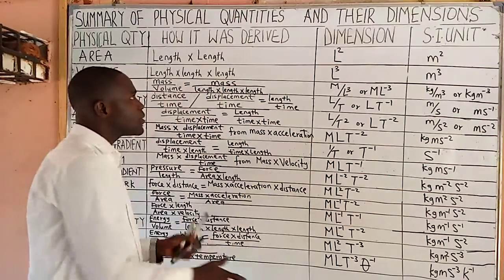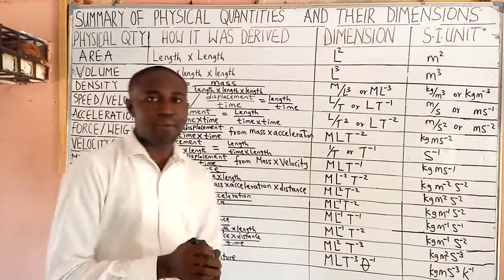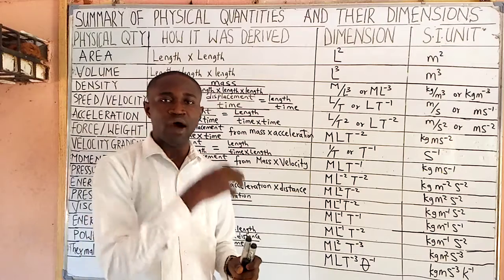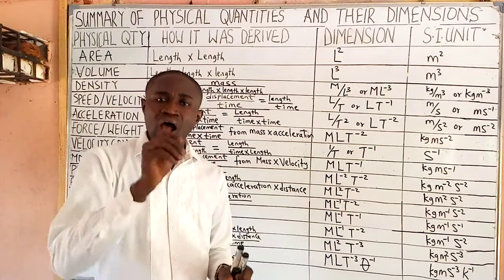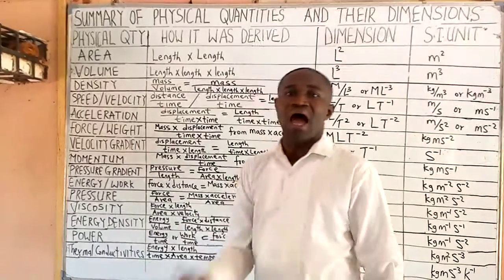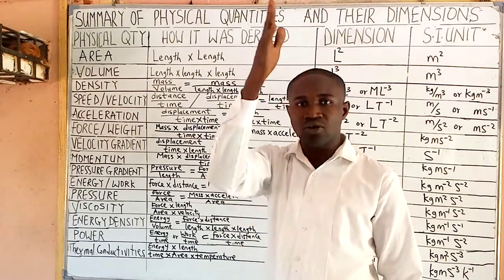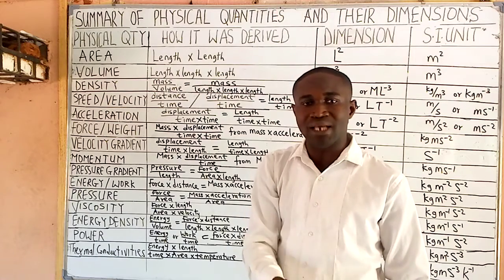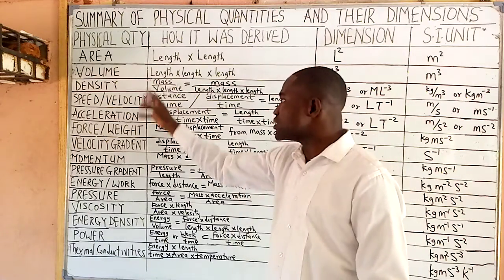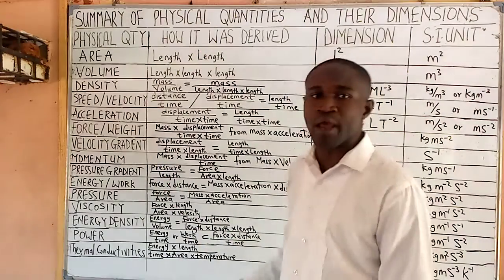So this is a summary of what we have on physical quantities and their dimensions. Remember, in the video before this, we were able to see how to derive all this. Some of these physical quantities you see here are already derived in the videos on my channel. So try to check the videos on my channel and see how we derive all of them one after the other. So this is a summary of it.